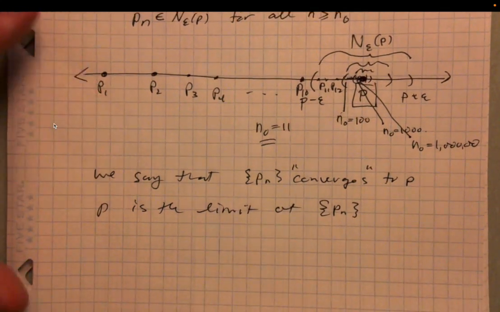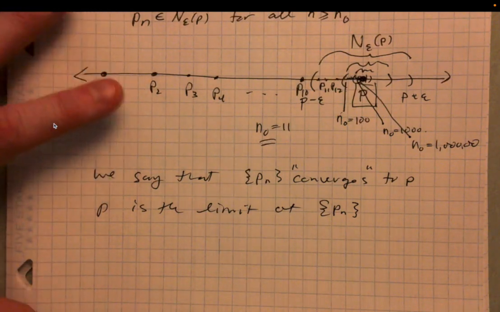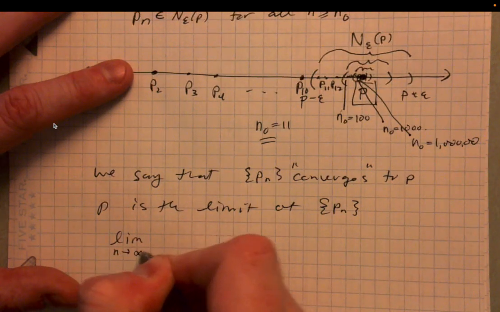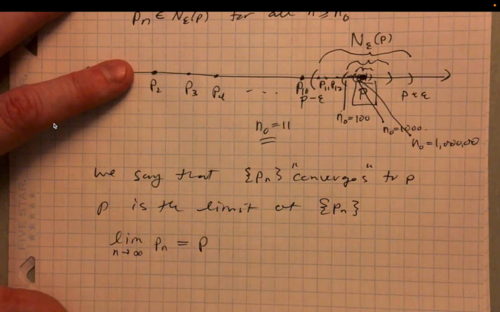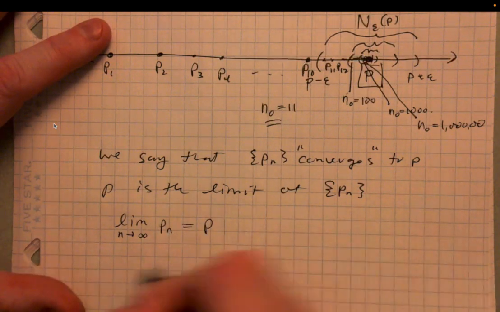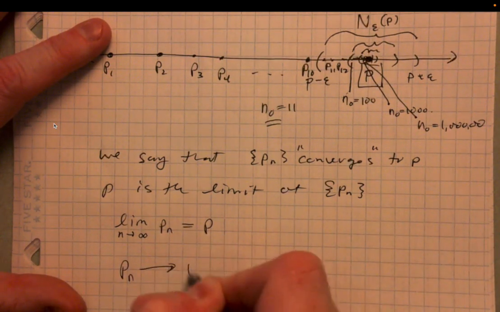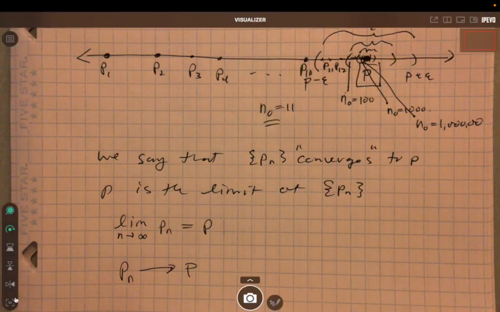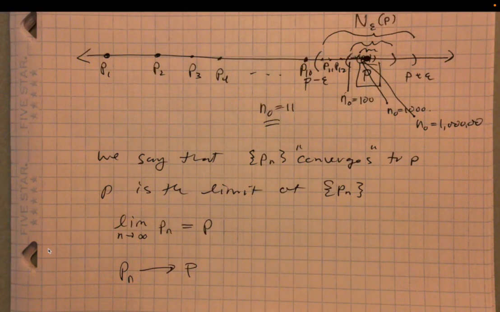Right, so this terminology you'll have heard from calculus. We'll also say just flat out that the limit as n goes to infinity of P sub n is equal to P, if P sub n converges to P. In shorthand notation, we may write things like P sub n goes to P, meaning that the terms of the sequence converge to P. So that's the idea of a convergent sequence.